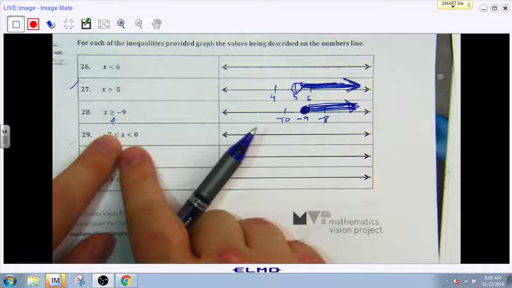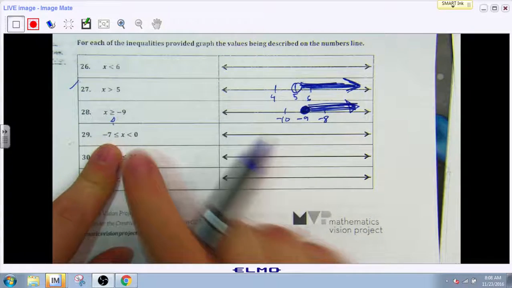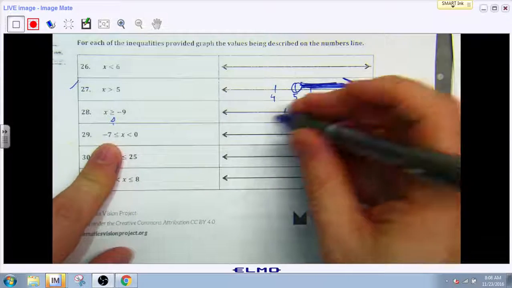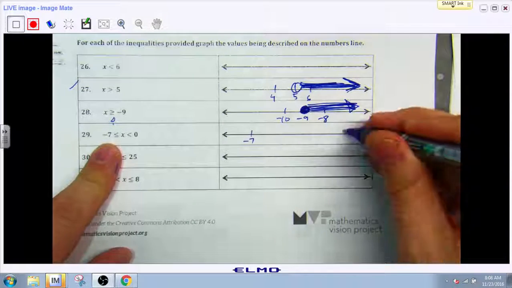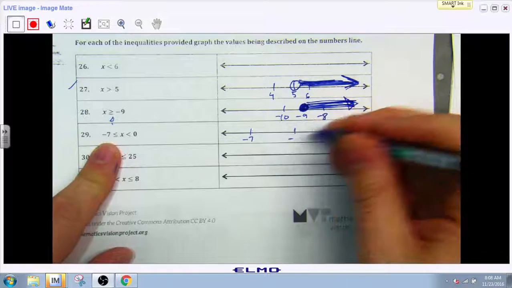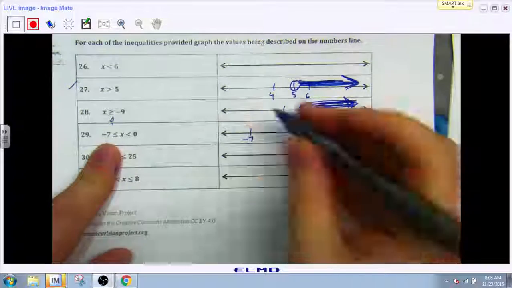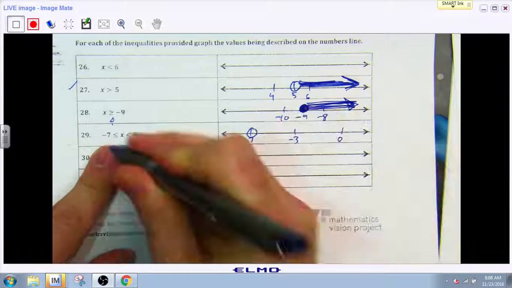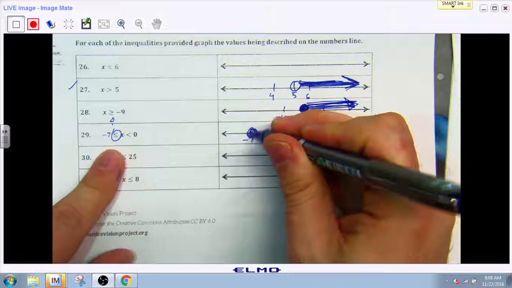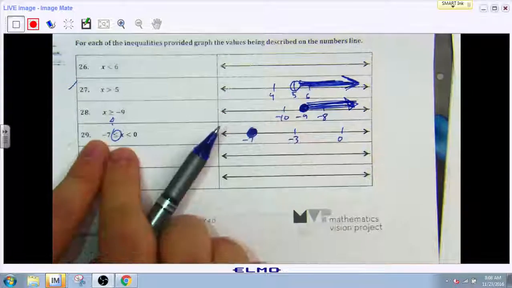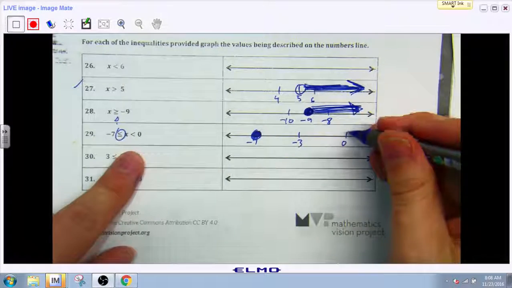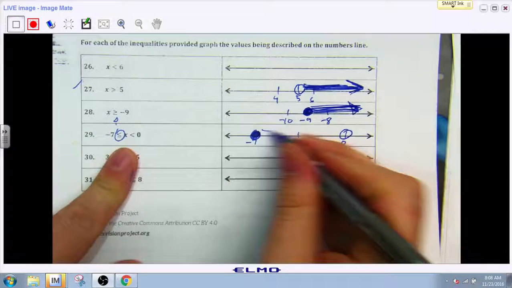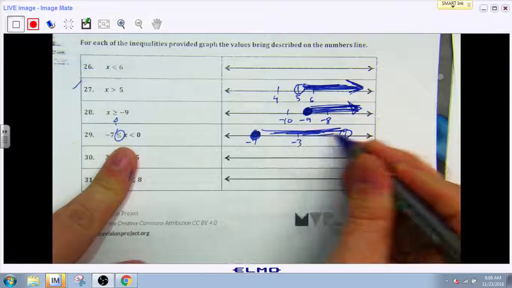Okay? This one's cool. From -7 to 0. All right. So here's -7. Here's 0. Here's all the numbers in between. I'll call this -3. Why not? So -7 is our lowest value, and it's included because it's or equal to, so I put a solid dot. And then x goes all the way up to 0, which is an open circle. So I would shade in between here.